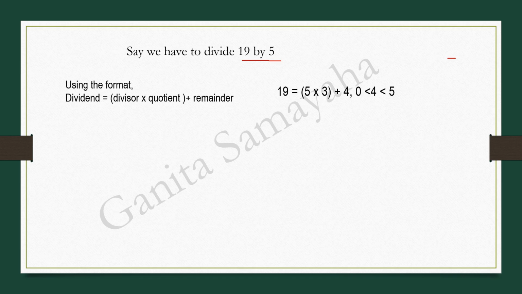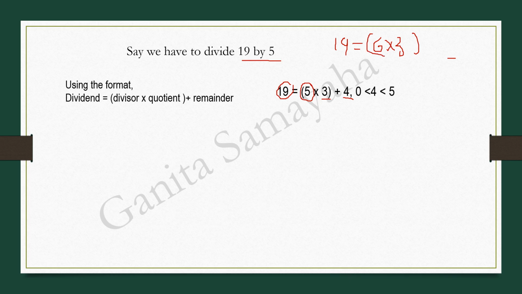That means our quotient and remainder are unique. This 3 and 4 are unique when you are given these two numbers, 19 and 5. Suppose you are given something else, 19 and 6, then there is again only one way of writing. You would have written it as 19 is equal to 6 into 3, isn't it? 6 into 3 plus 1.